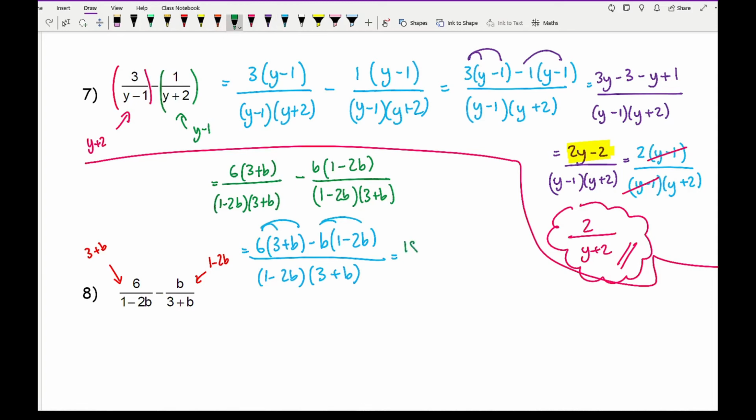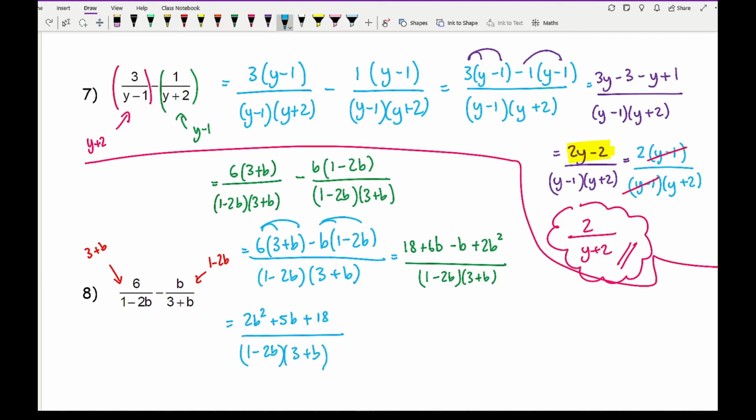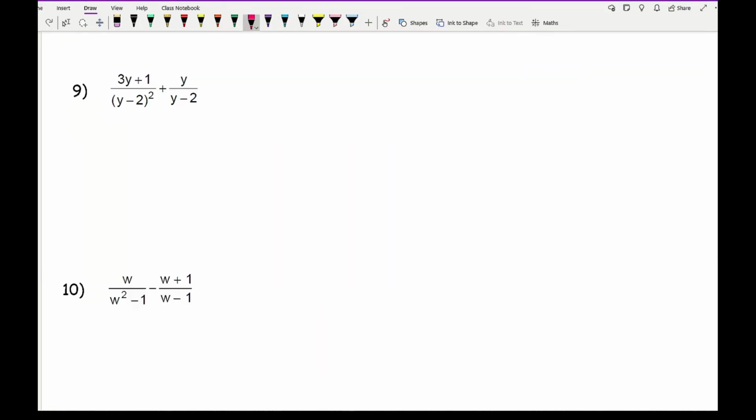So here I'm going to end up with 18 plus 6b minus b plus 2b squared over 1 minus 2b, 3 plus b. Now simplifying the numerator, what I end up with is 2b squared plus 5b plus 18 over 1 minus 2b, 3 plus b. So moving on to question 9.